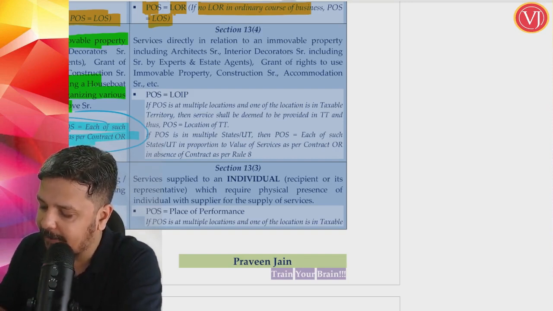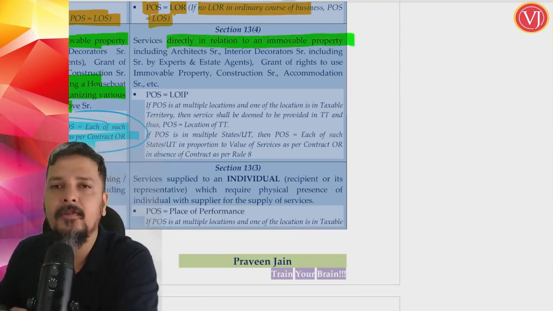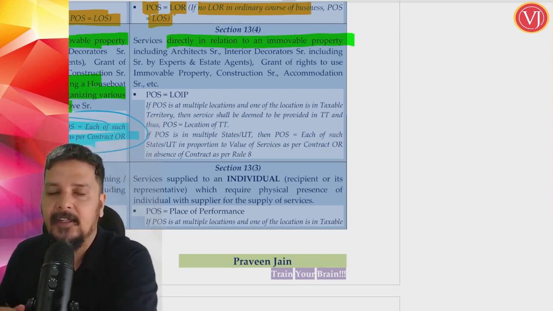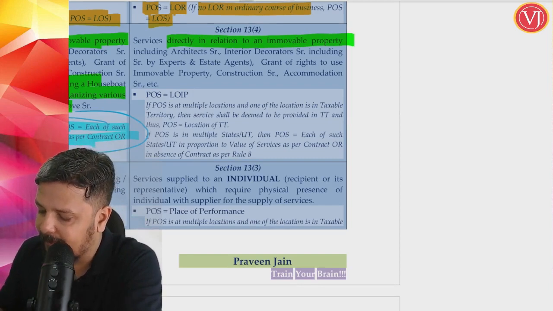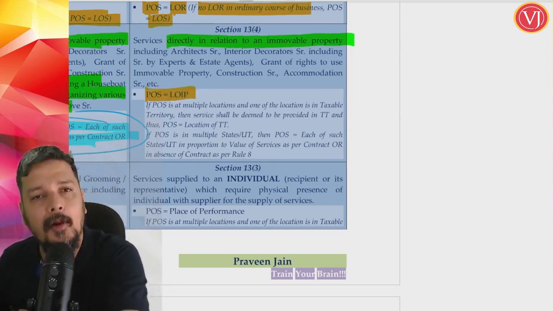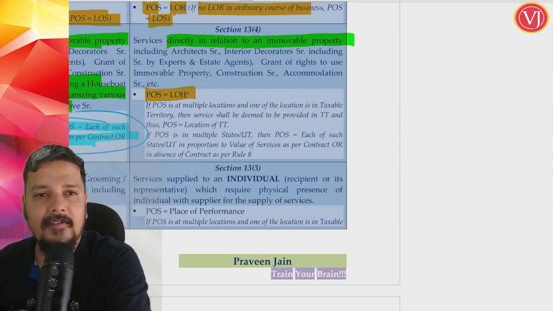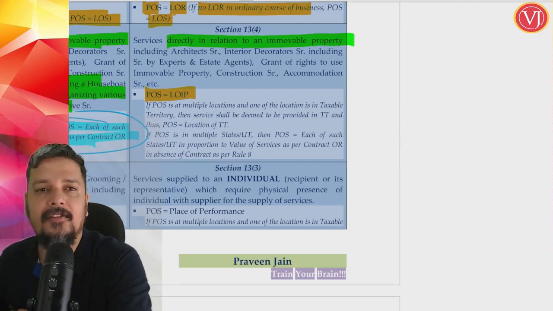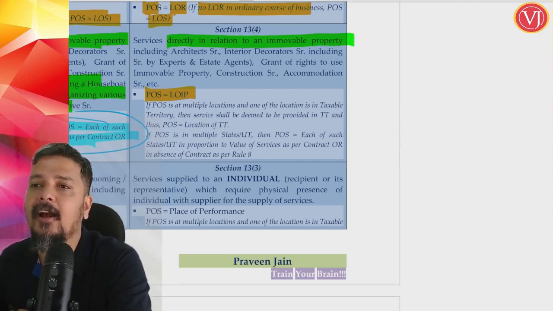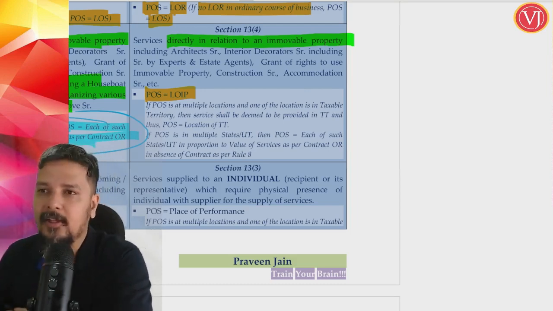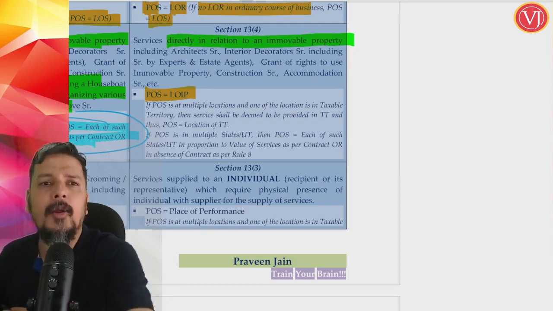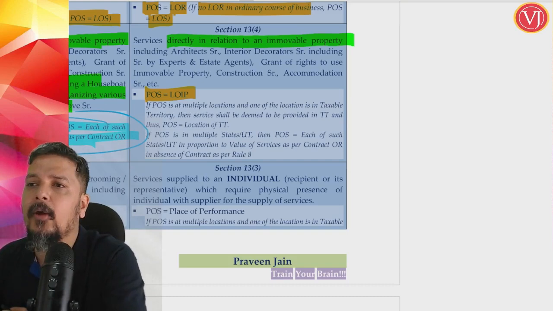Again, they start with the same kind of language. Services directly in relation to immovable property. Examples: architect, interior decorator, the same set of examples. Right. Here, the place of supply will be location of immovable property. No ifs and buts. There are 2 bifurcations. If immovable property is in India, then it is location of immovable property. If immovable property is not there in India, then it is location of recipient. See, location of recipient should be a last resort. Why did they tell you location of recipient? Because they know that the recipient is in India. Only then you are going to apply section 12, because both LOS and LO are in India.